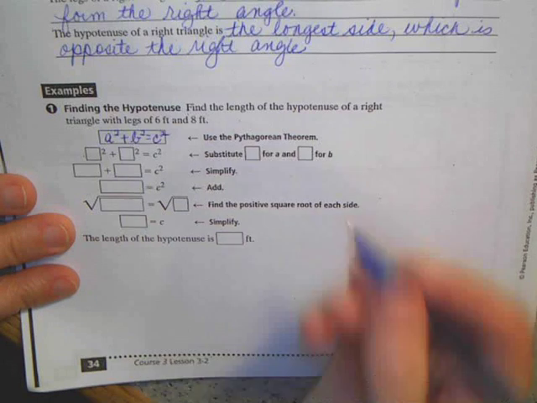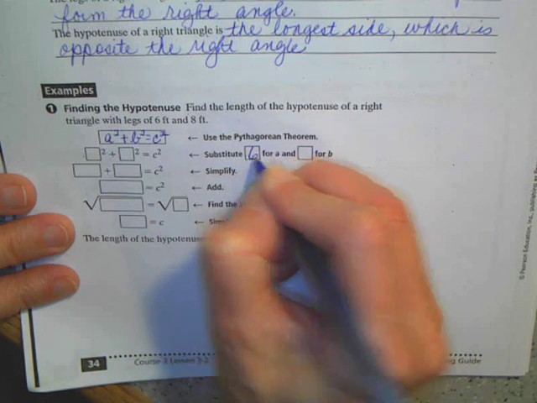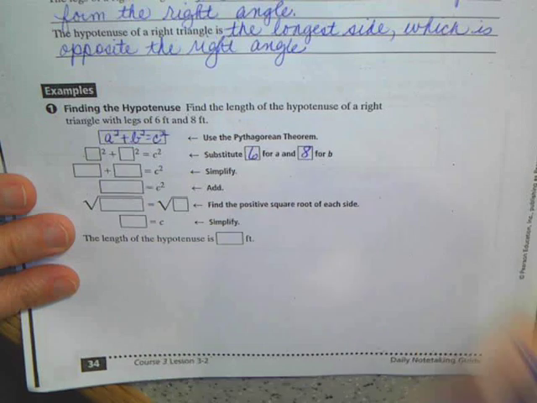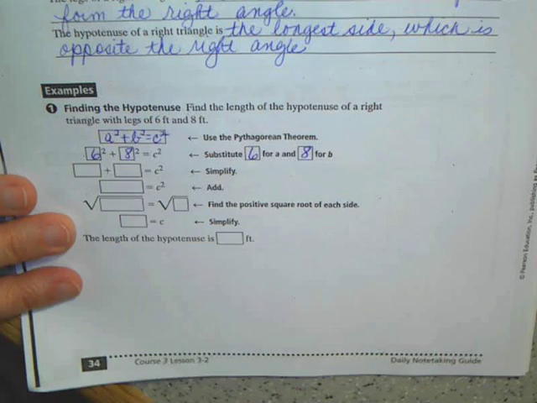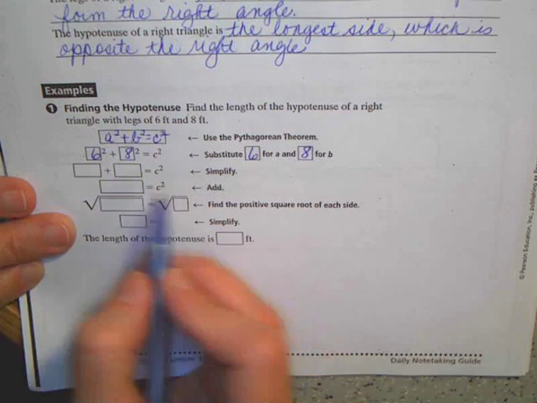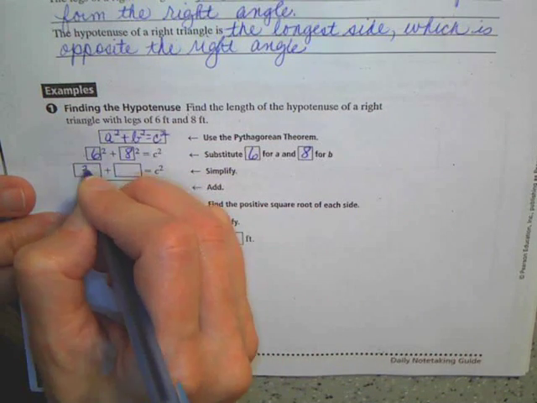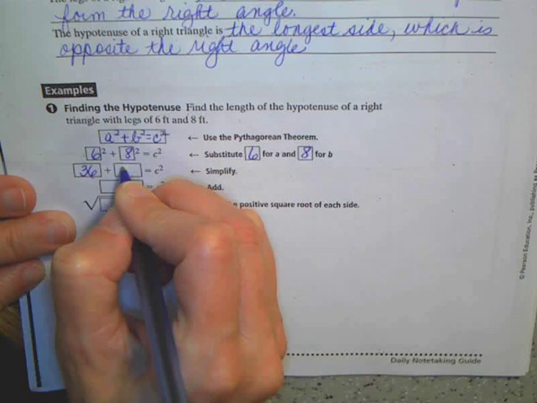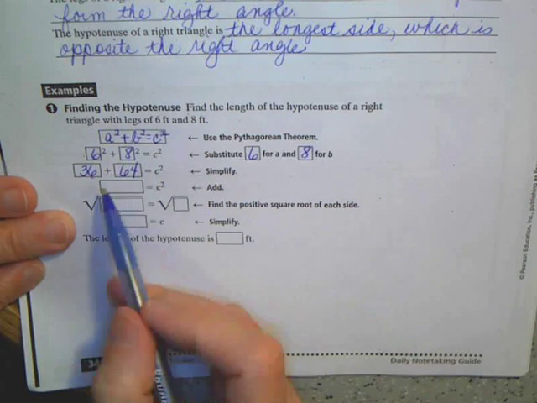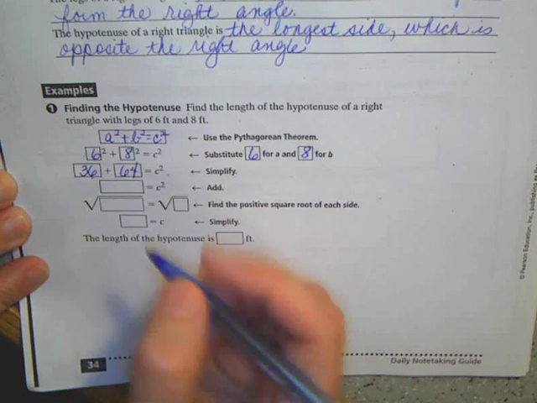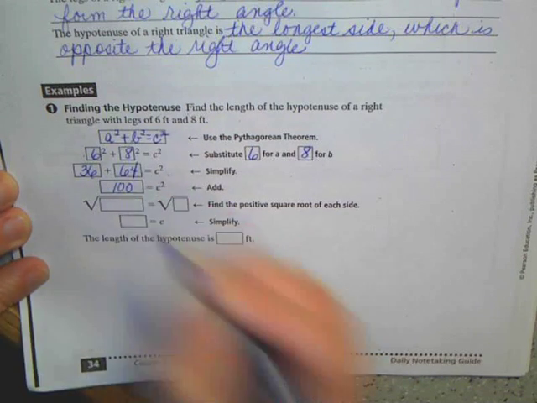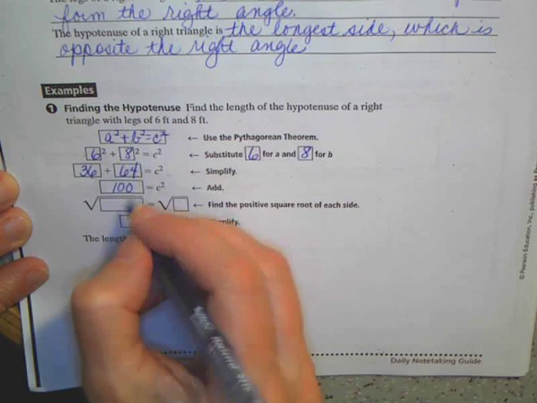Okay? So we're going to substitute 6 for A and 8 for B, and actually that could be flipped, it doesn't really matter. So 6 squared plus 8 squared equals C squared. Simplify, 6 squared is 36, 8 squared is 64. Add those together and it gives you the value of C squared. 36 plus 64 is 100. So 100 equals C squared.